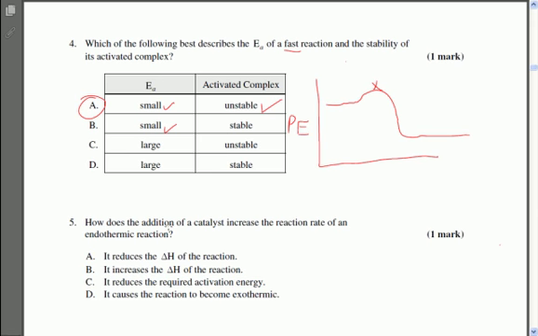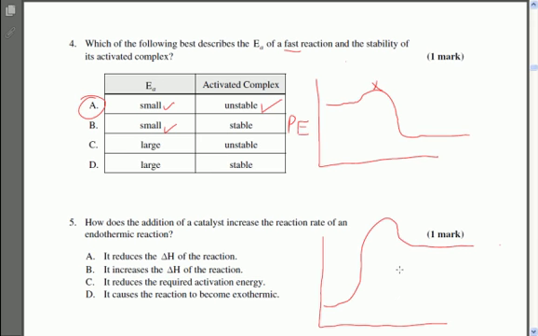Let's look at the next question right here, question number 5. It says, how does the addition of a catalyst increase the reaction rate of an endothermic reaction? Let's start off this question by drawing an endothermic reaction. So what we have here is reactants absorbing energy and turning into products.